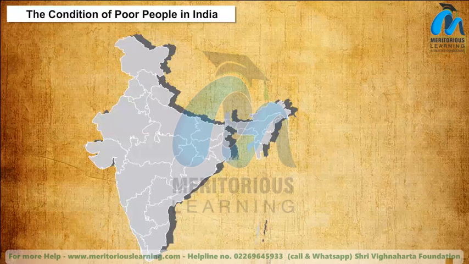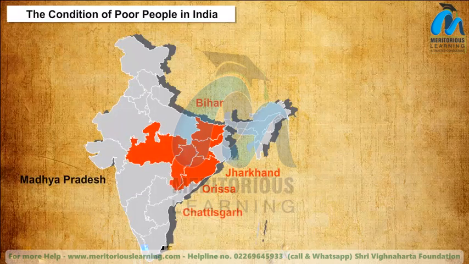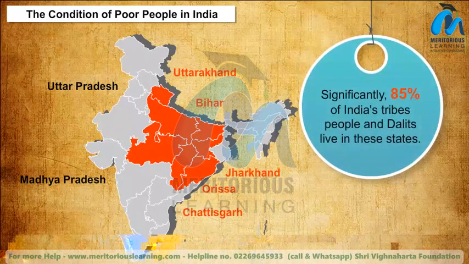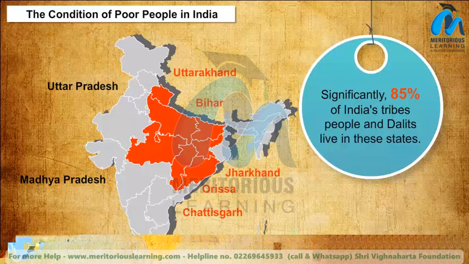Almost 60% of the poor continue to reside in Bihar, Jharkhand, Odisha, Madhya Pradesh, Chhattisgarh, Uttar Pradesh, and Uttarakhand. Significantly, 85% of India's tribal people and Dalits live in these states.